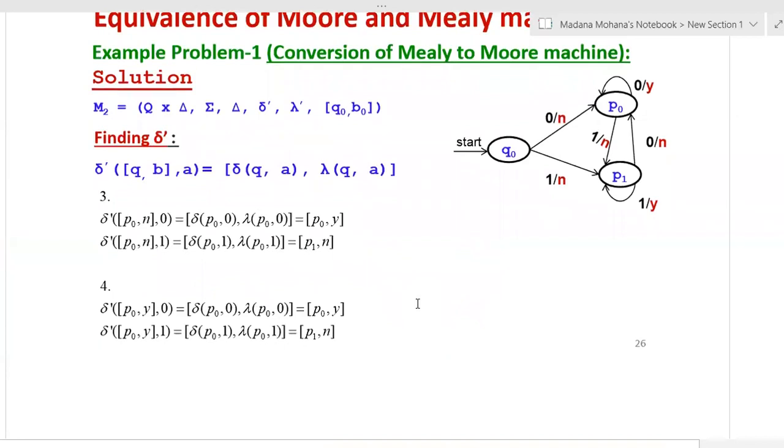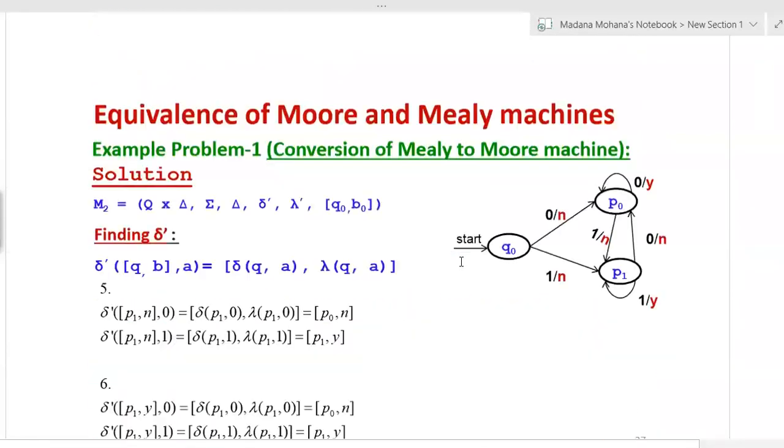So the next state is (p0, n). So delta dash of (p0, n) on input 0, here you will get (p0, y). Then delta dash of (p0, n) on input 1, here you will get (p1, n). Then the next state, delta dash of (p0, y) on 0, here you will get (p0, y). Then delta dash of (p0, y) on input 1, here you will get the next state as (p1, n). So 4 states are completed.